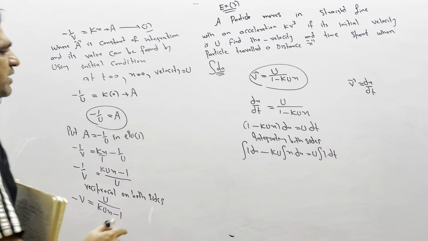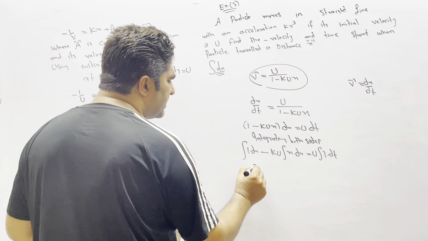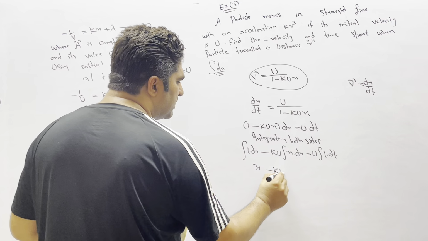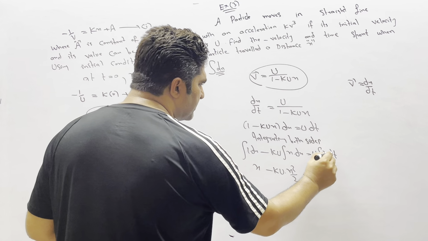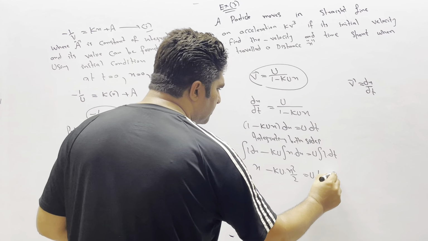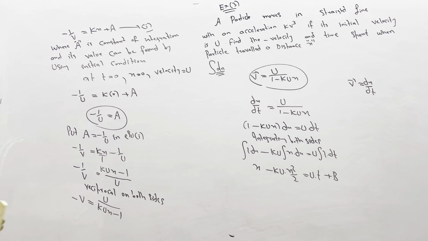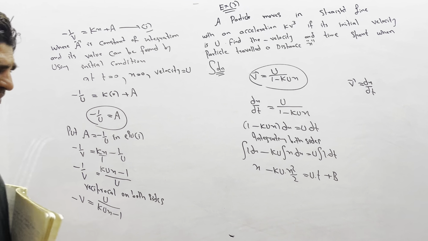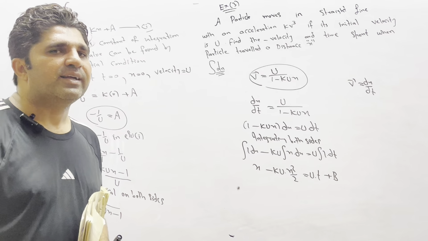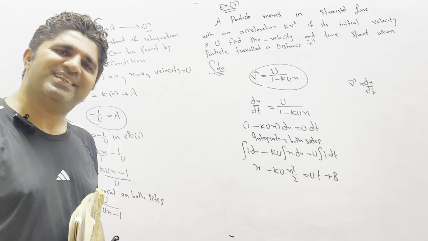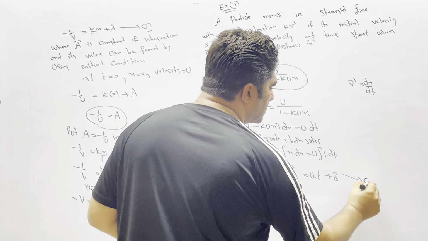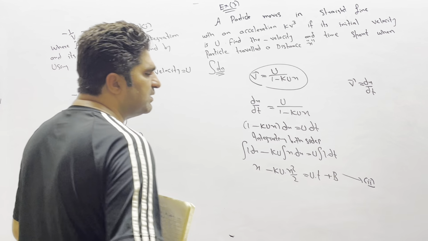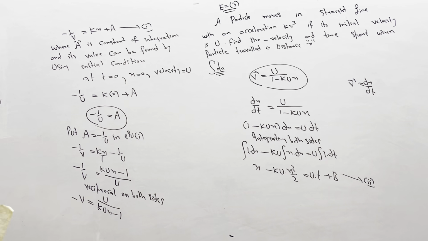You know, integration of 1 will be x, ku times integration of x will be x square by 2, u times integration of 1 with respect to t will be t, and I can place another constant B. And you know what B is here? B is another constant of integration, and its value can be found by using the initial condition. I can call it equation number 2.